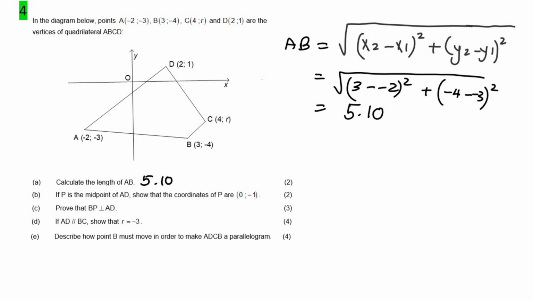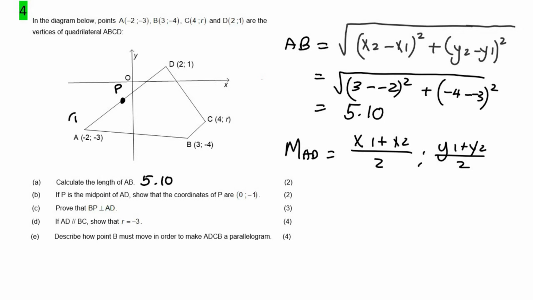Question B. If P is the midpoint of AD, okay, so if it was the midpoint, it would be somewhere over there, and they've said that that's P, show that the coordinates of P are that and that. Okay, so we use the midpoint formula, so we're going to take the midpoint of AD. Now the midpoint formula is x1 plus x2 over 2, and then y1 plus y2 over 2.